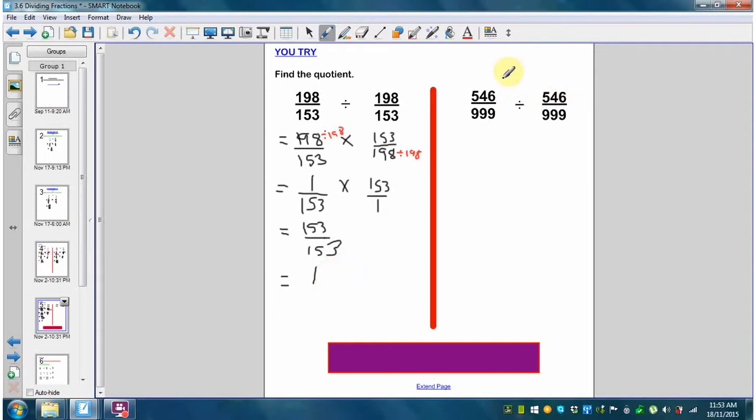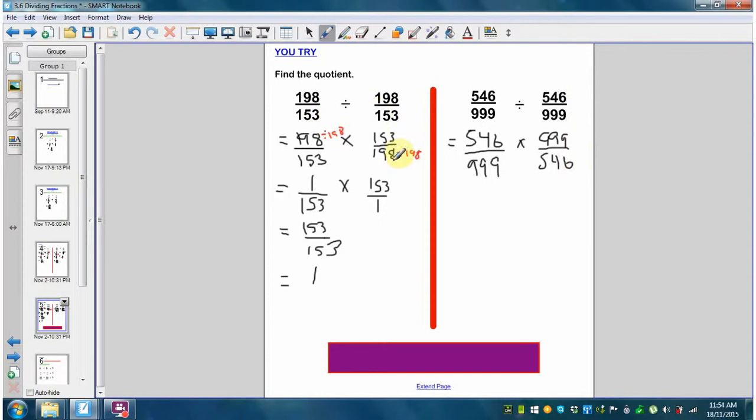Okay, so you guys, if you try that, if you try down through, this would be the correct answer. Okay, and now this one, if you attempted this one, I'm going to kind of skip a few steps here. I'm going to always do the first step, keep, change, flip. So 546 divided by 999. Keep the first fraction, change, flip the second one. So my 999 goes on the top, and my 546 goes on the bottom.